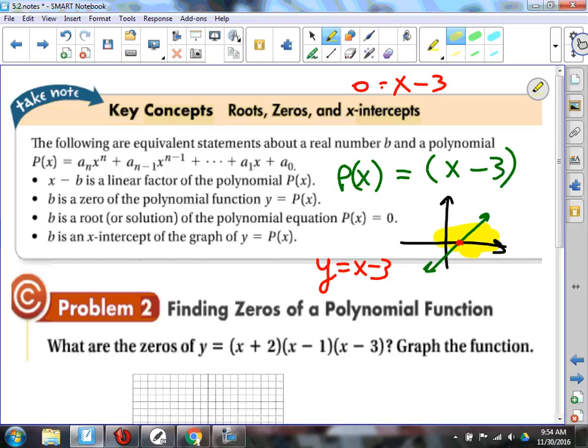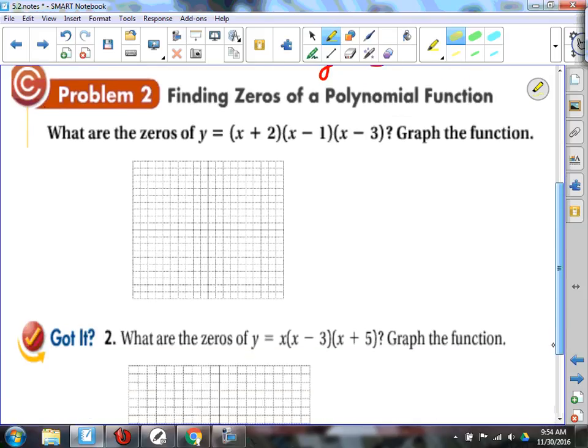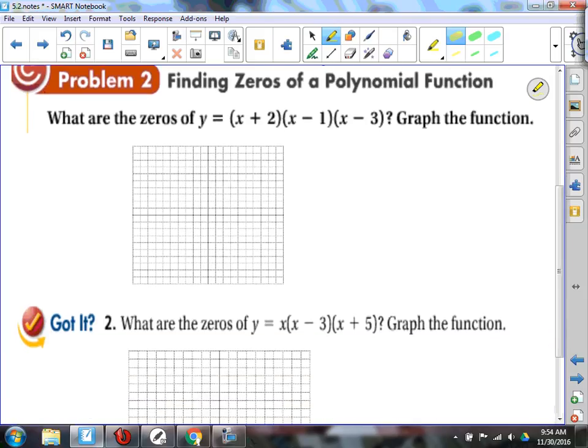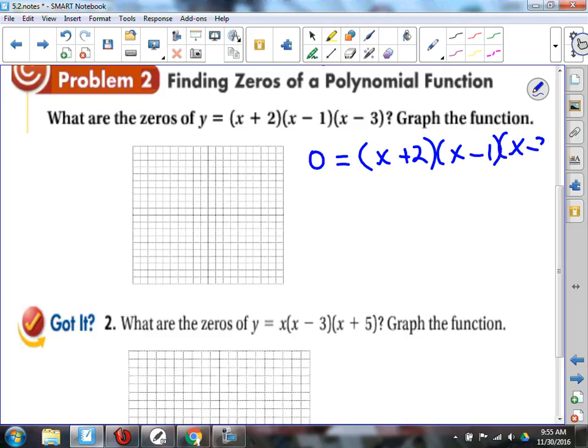Okay? So if we look at problem 2, I've got some graph paper in the notes. The book didn't do that, but I put a sheet of graph paper in these notes. I think it's a good idea to look at this. The question asks, what are the zeros of this? So to find that, we take y and replace y with 0. And we have x plus 2 times the quantity x minus 1 times the quantity x minus 3. The beautiful thing about this is it's already factored for us. We don't need to factor it. We just need to apply the zero product property.